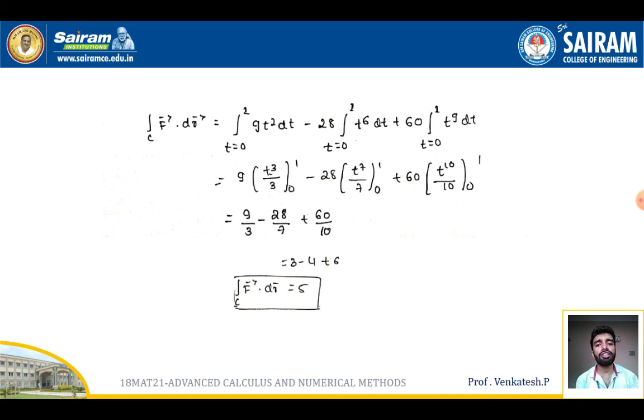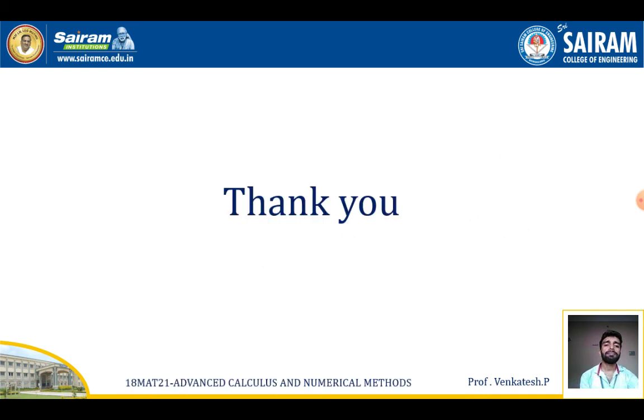After integration, I'll be having 9 into t cube by 3 with the limit 0 to 1 minus 28 t power 7 by 7 with the limit 0 to 1, plus 60 into t power 10 by 10 with the limit 0 to 1. So after applying the limits, I'll be getting 9 by 3 minus 28 by 7 plus 60 by 10. The answer will be 3 minus 4 plus 6. So the answer will be 5. You'll get it. Thank you.